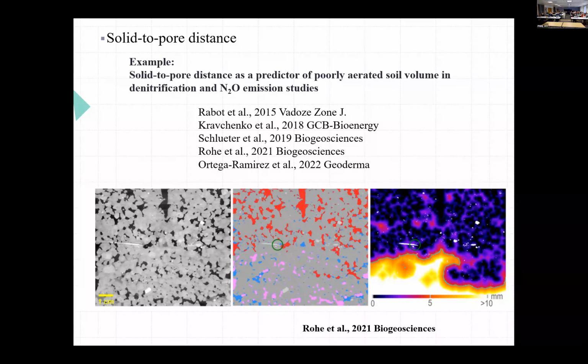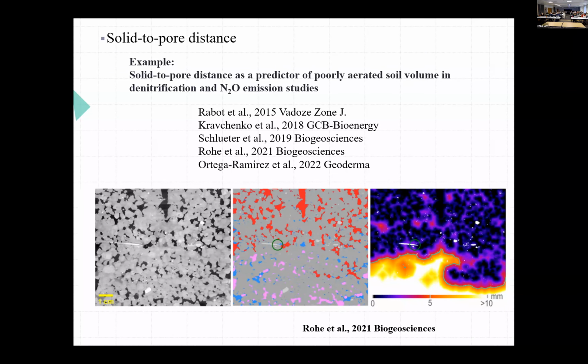What I have here is 5 recent studies where different groups, including ours, used this particular criterion to predict nitrous oxide emissions and denitrification. So I'm very fascinated by all of them very much.